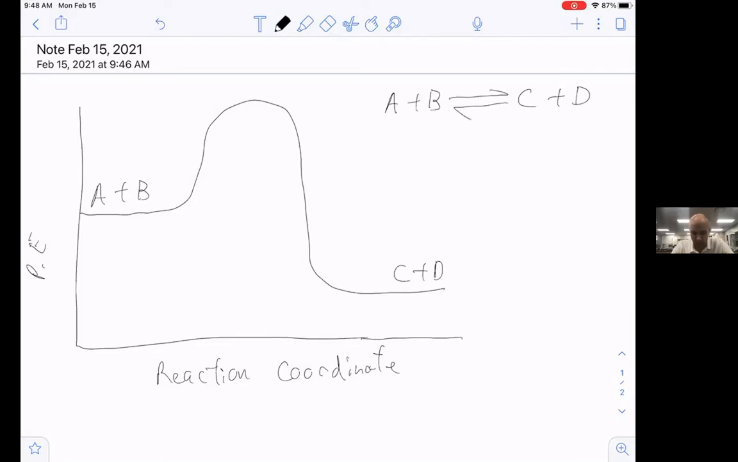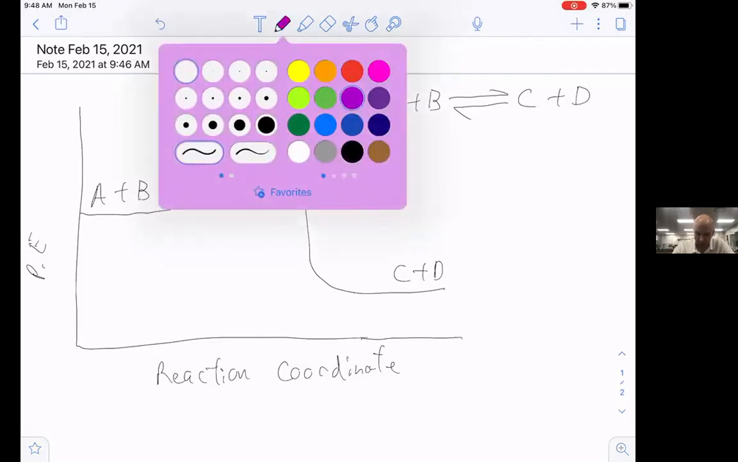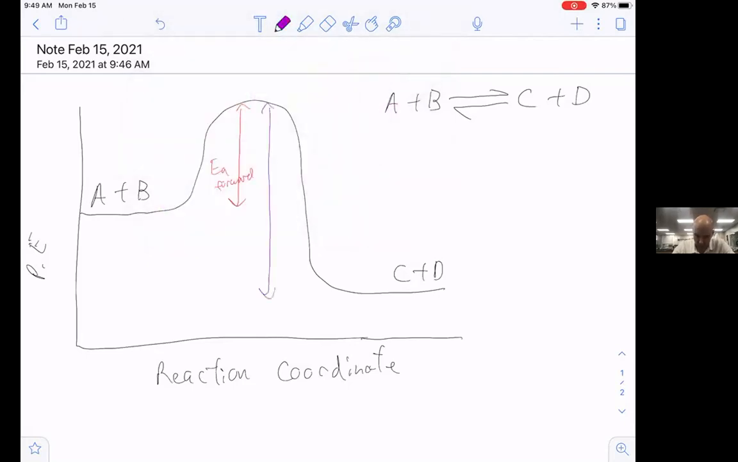2 half arrows. What that means is, in theory, A and B can overcome their activation energy hill to become C and D. Likewise, C and D can go the opposite direction and go back and become A and B. The forward reaction has a smaller activation energy hill. The reverse reaction has a much bigger activation energy hill.